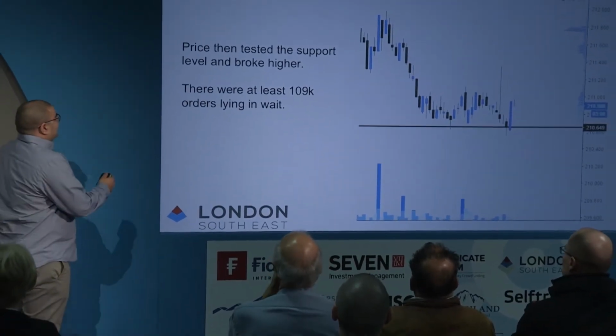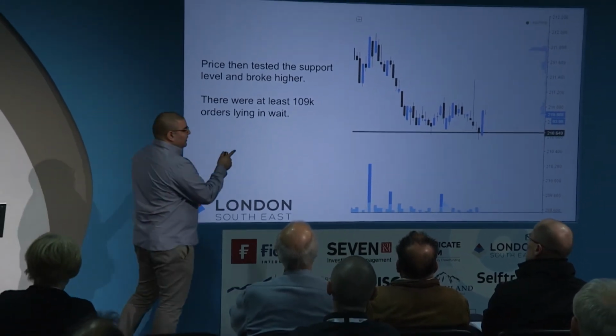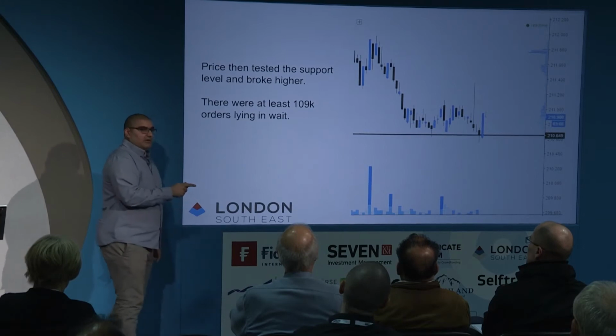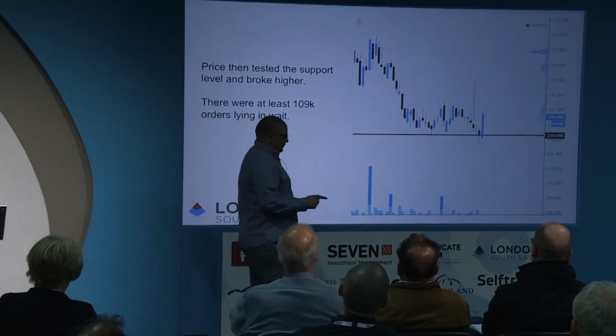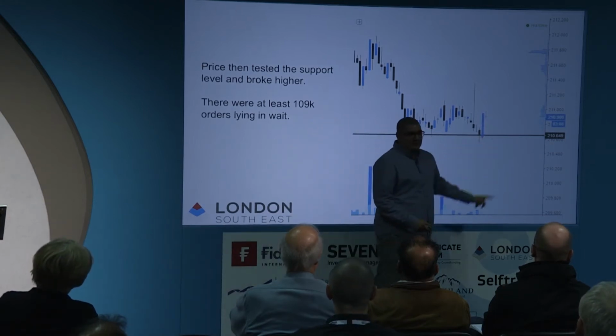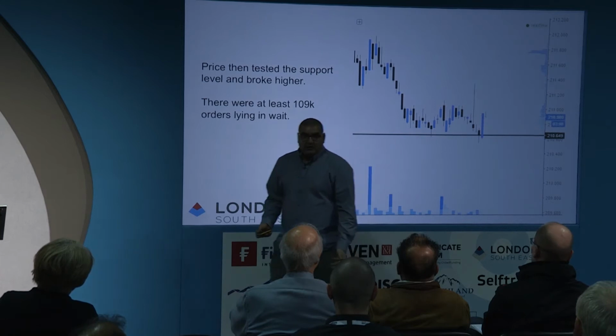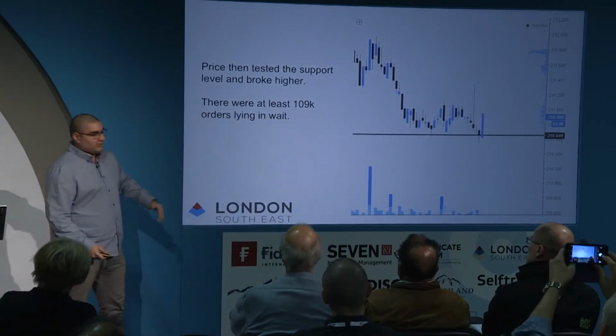So price then tested the support level and then broke higher. This is after I identified that level. What happened? Now, I must admit, you guys need to be wary about your stop loss levels and what you're doing in this market, because often price tests through to see whether these levels are validated or not. You can have a hunt for stops, or whatever you want to call it, by price going through the levels.